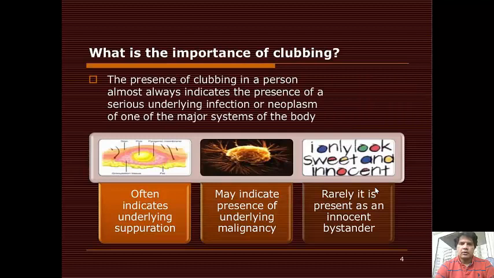What is the importance of clubbing? The presence of clubbing in a person almost always indicates the presence of a serious underlying disease. So there might be malignancy, there might be a chronic pus, like in lung abscess, or there might be a chronic pathology like cancer. But rarely it can be an innocent bystander, like for example congenital clubbing, or sometimes traumatic clubbing.